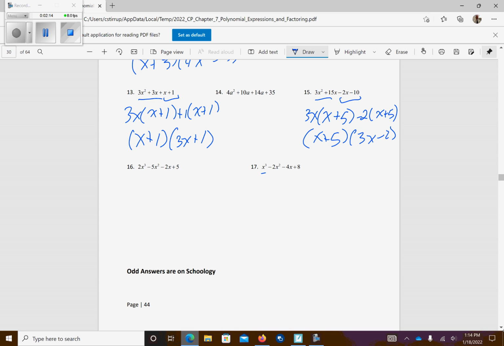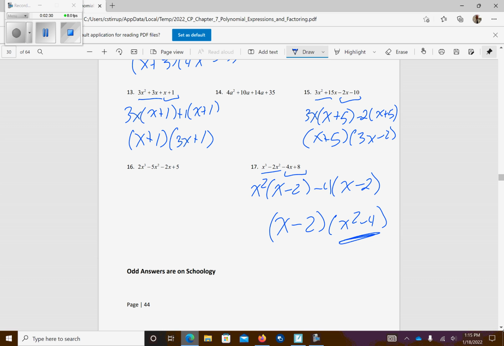And then the last one, I can factor an x squared out of both of those. That leaves me x minus 2. I can factor a negative 4 out of both of those. Change the sign where that 8 was, because we factored a negative out. So then we have x minus 2, and then we're left with x squared minus 4.